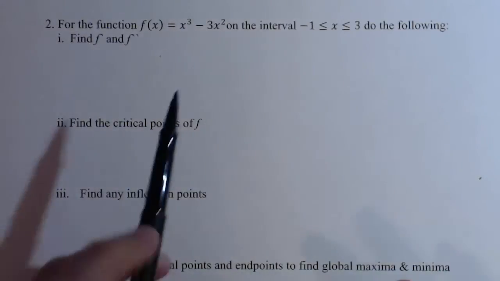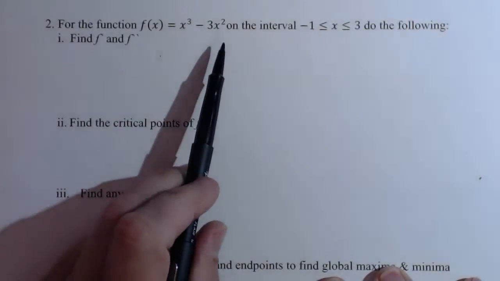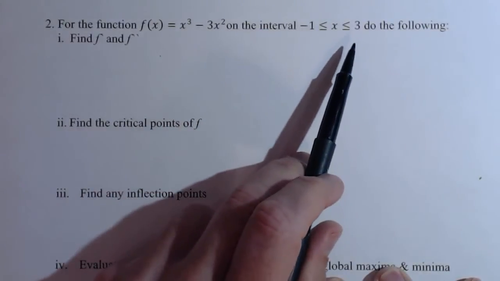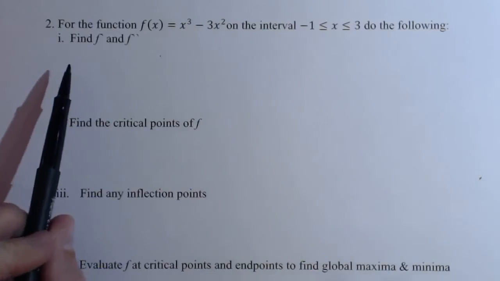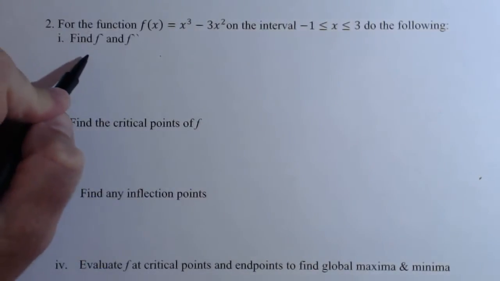So we have the function x cubed minus 3x squared, and we're on the interval -1 to 3. And we've got a few things we need to do. Number one, we have to find the first and second derivative.